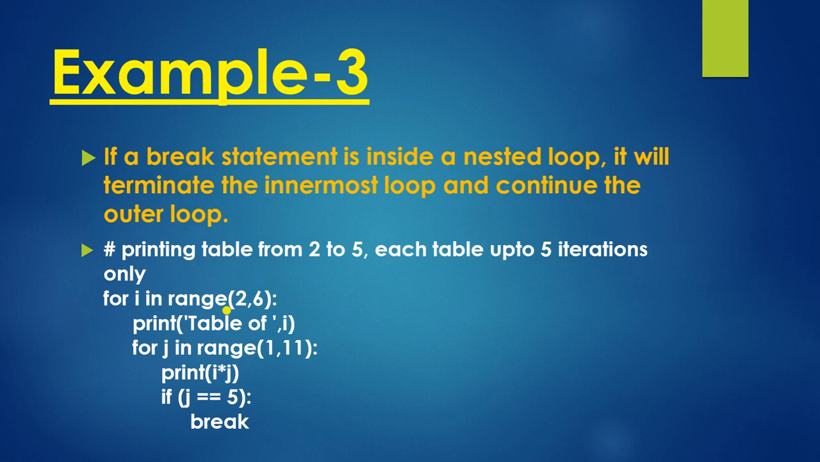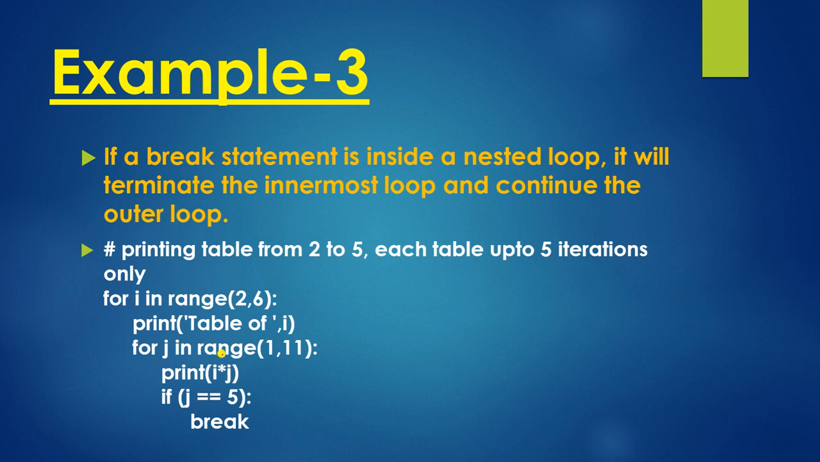Third example: if a break statement is inside a nested loop, it will terminate the innermost loop first and then continue the outer loop. You have to print tables from 2 to 5, and each table up to 5 iterations only. How will you write the code? For i in range 2 to 6, so 2, 3, 4, 5 will print. Now print table of i. First it will take the value 2.